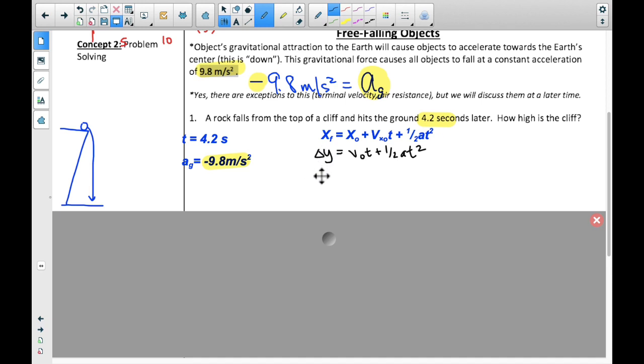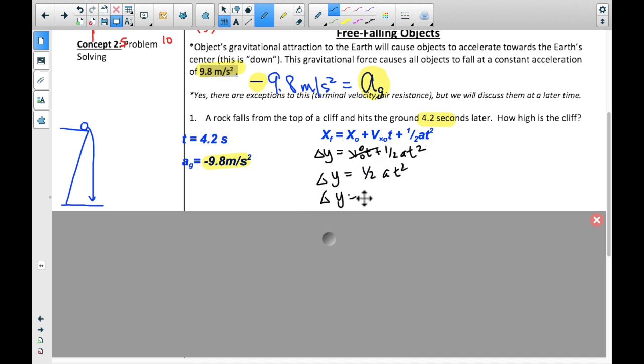We're trying to find how high the cliff is. We're trying to solve for delta y. When it falls, it is not thrown, it just rolls off and falls off. And so its initial velocity is 0. So if I plug in a 0 here, that's going to give me 0, and that's going to drop off that whole section of the equation. So really all I have is 1/2 at squared.